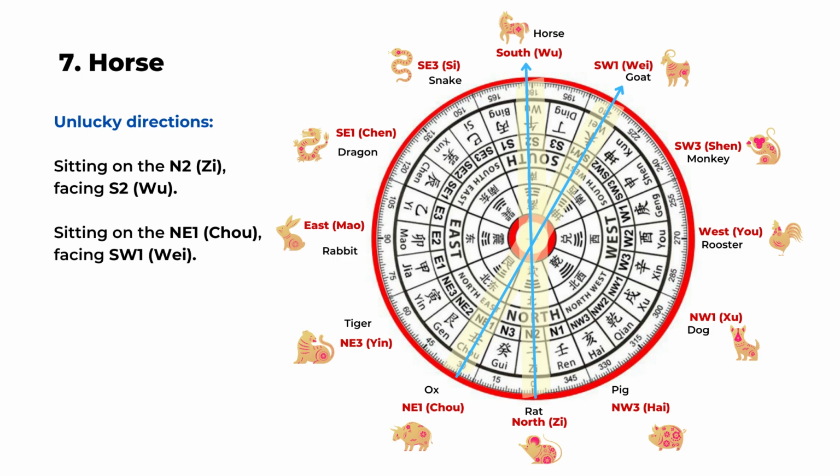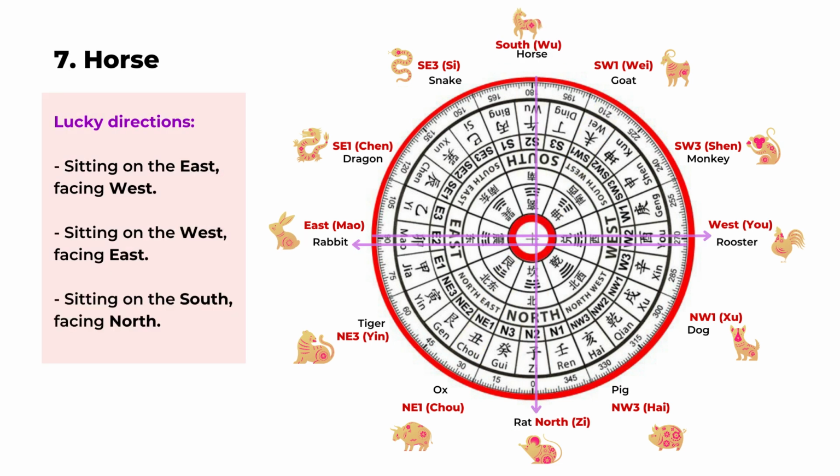Number 7 is the horse. The first unlucky direction is when you are facing the animal sign's direction, which is the south for horse. That means your house sitting direction is the north. And the second unlucky direction is when the house is sitting on the northeast 1 and facing southwest 1. Those are the 2 unlucky directions.